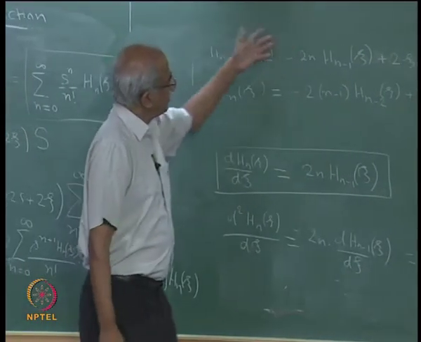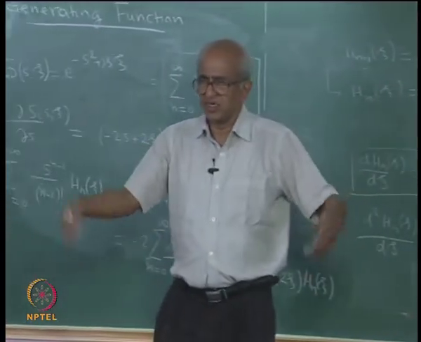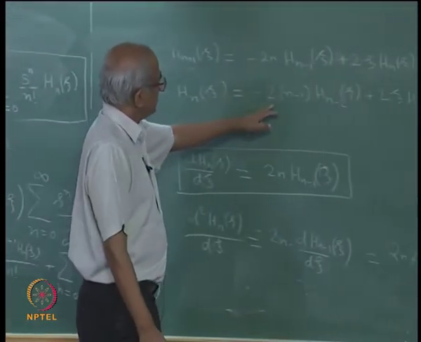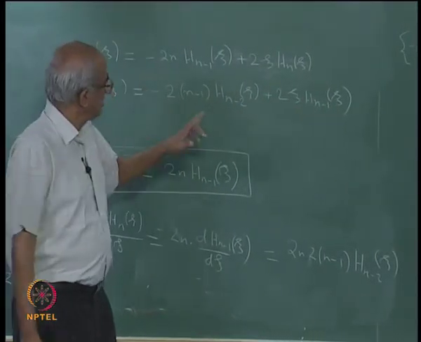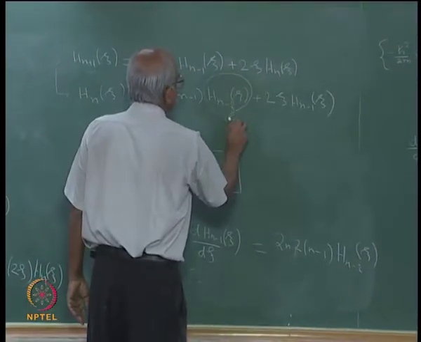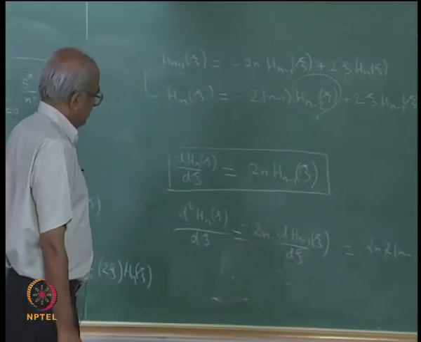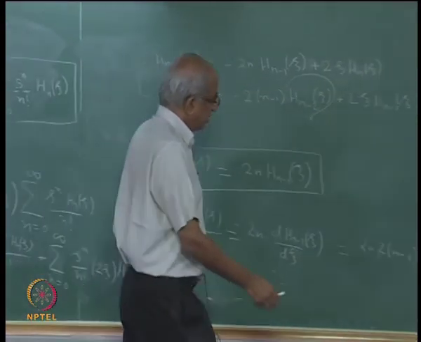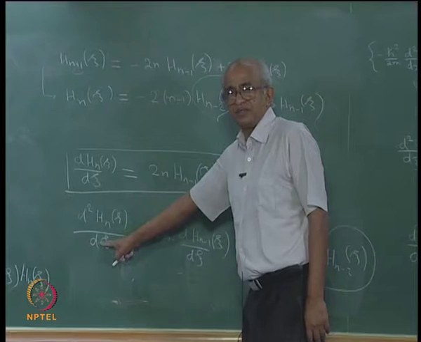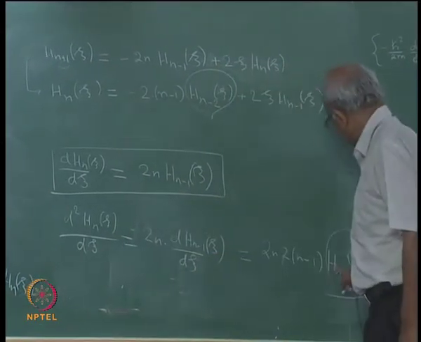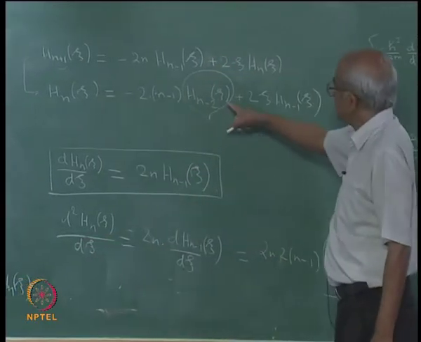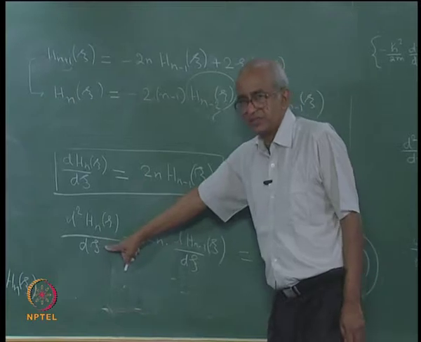So, this first equation is valid for any n. So, therefore, even if I replace the n with n minus 1, the equation has to be valid, and I did that and I get this as the answer, correct. And now, if you look at this equation, you will find that there is h n minus 2 sitting there, and you have h n minus 2 related to the second derivative of h n. Look at this, h n minus 2 is related to the second derivative of h n. So, therefore, the h n minus 2 occurring there can be replaced with that, right.